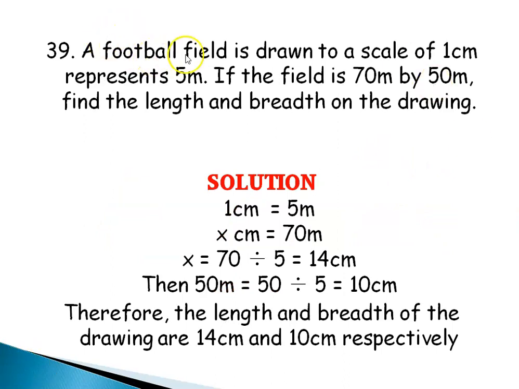Number 39. A football field is drawn to a scale of 1 centimeter represents 5 meters. If the field is 70 meters by 50 meters, find the length and breadth on the drawing. 1 centimeter is 5 meters. So I want to find the equivalent of 70 meters in centimeter. If 1 centimeter is 5 meters, then x centimeter is 70 meters. By the time I cross multiply, 5x is equals to 70. Then my x will be 70 divided by 5, and that's 14 centimeters.